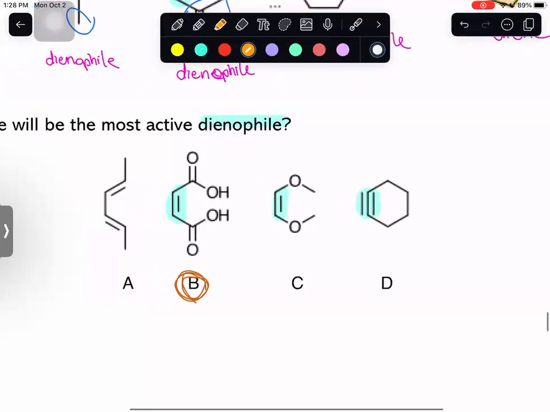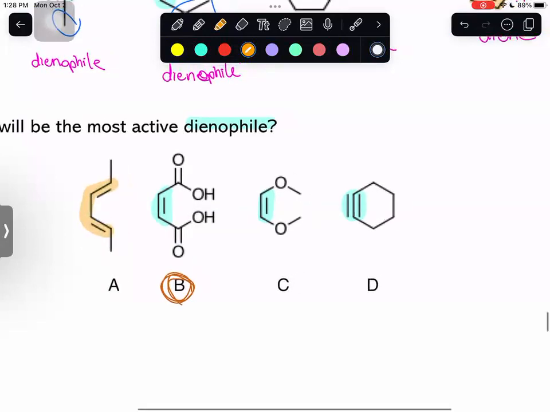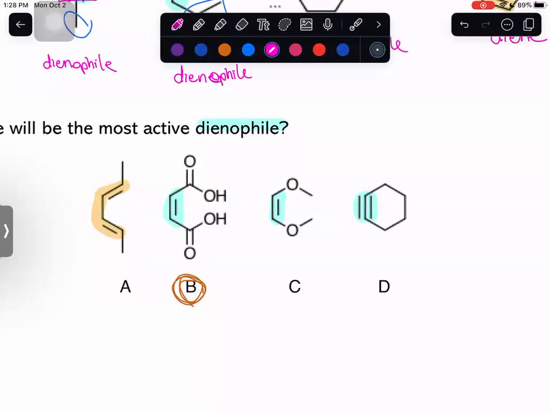And then let's go molecule by molecule. Molecule A, is that a diene or dienophile? It's a diene. And then the rest of the molecules are just dienophiles. Now let's look at the groups that they have. For molecule A, those methyl groups, are they donating or withdrawing groups? They are donating. Carbon chains, they're donating groups. What about molecule B? What kind of groups do we have? We have 2 withdrawing groups, which makes a dienophile really active.